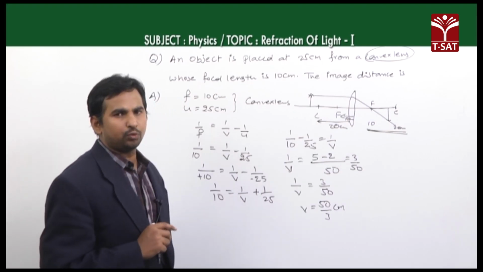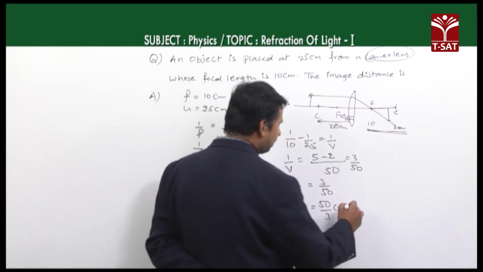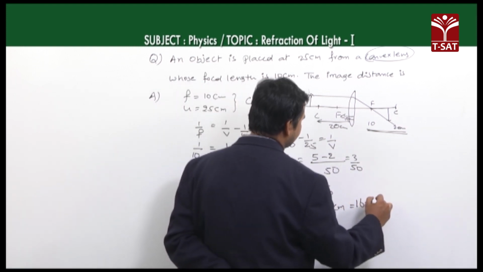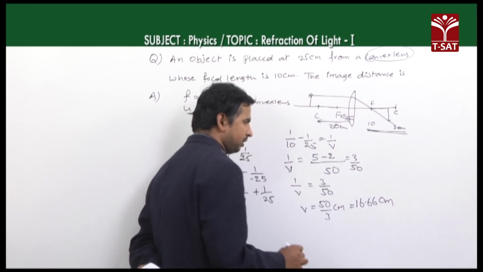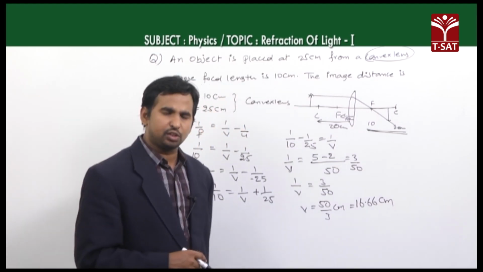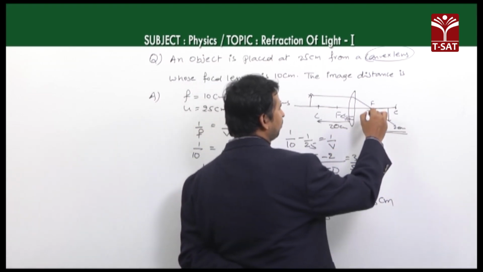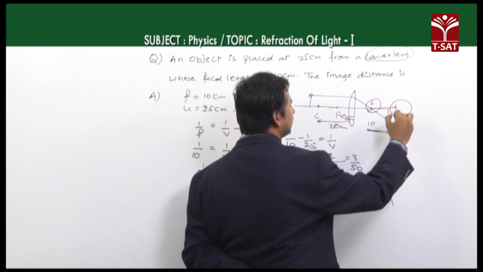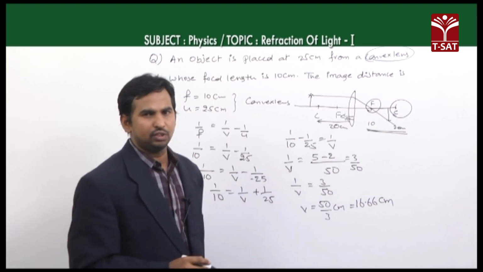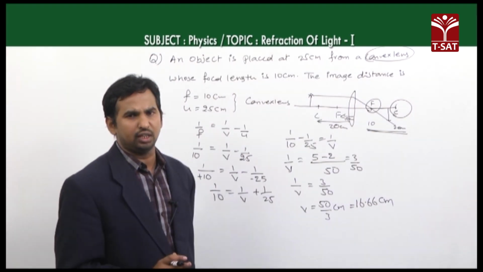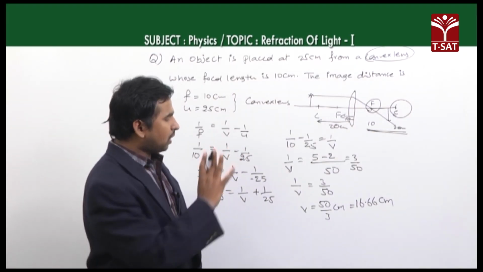As v is equal to 50 by 3, that is nothing but 16.66 centimeters. This is in between focus and center of curvature according to our ray diagram, which is in between 10 and 20. So that's why our answer is correct.